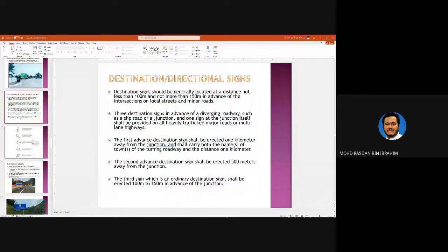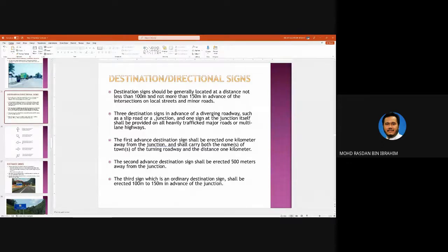So destination signs should generally be located at a distance not less than 100 meters and not more than 150 meters in advance of the intersection. So between 100 to 150 meters, you should have a destination sign, ahead of intersections. They did not give one value of 100 meters because of course, on site you need some tolerance where you can erect your signboard.